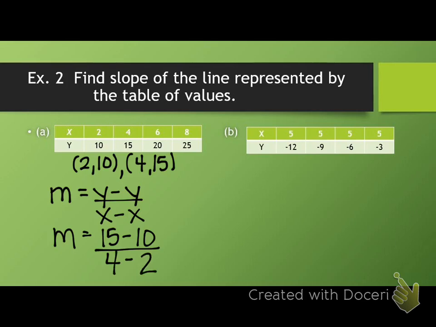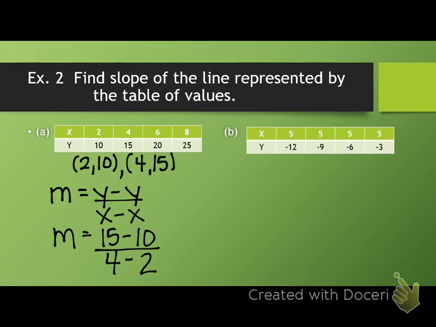Now, watch that. She did 15 minus 10. Because of that, she has to go back and do 4 minus 2. The 15 and the 4 come from the same ordered pair. The 10 and the 2 come from the same ordered pair. Is everybody good? All right.